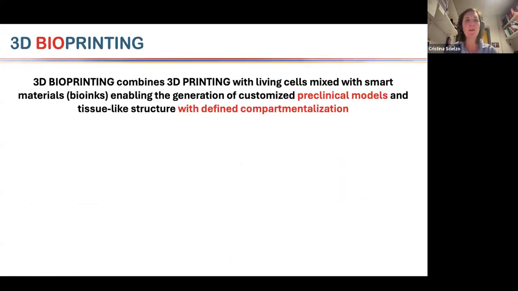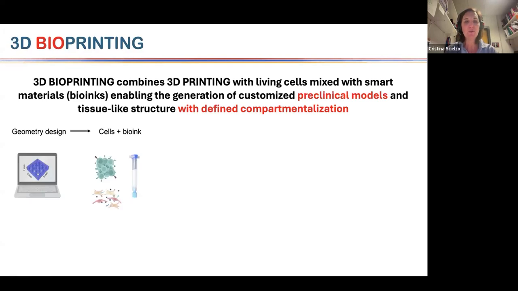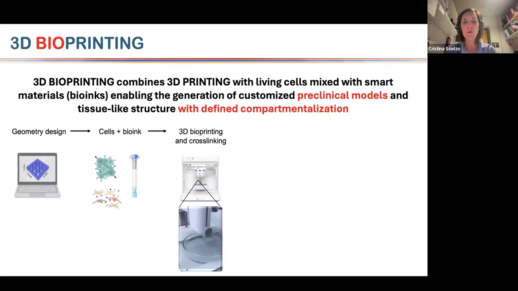What is changing when you move to 3D bioprinting is that you are combining 3D printing with living cells. They are mixed with smart materials called bioinks that enable the generation of a customized preclinical model, as in our case, or tissue-like structures with defined compartmentalization. Again, you start from the geometry that you wish, you mix the cells with the bioink, which is a really crucial part, and then you start the printing of the scaffold.